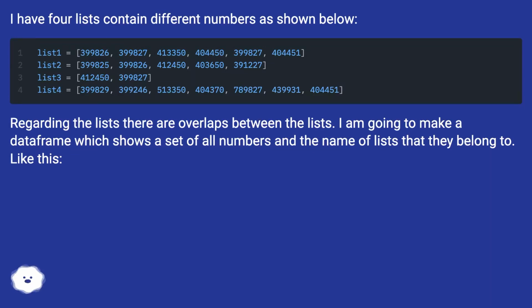Regarding the lists, there are overlaps between the lists. I am going to make a data frame which shows a set of all numbers and the name of lists that they belong to. Like this.